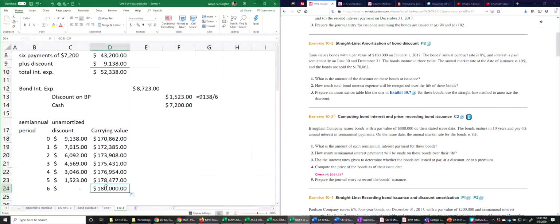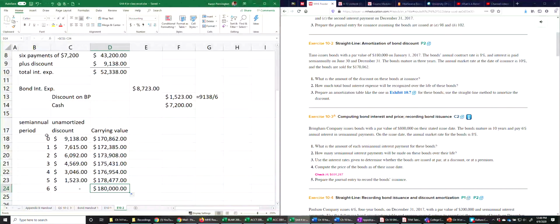All right, so that's how discount works, and premium would work very similarly, with the exception that the carrying value would be greater than the par amount with a premium, so you'd add it instead of subtracting it like we did here, but you'd amortize it away in the same amount, and at the maturity date, the carrying value would equal the par amount. Right. So that's an amortization table.